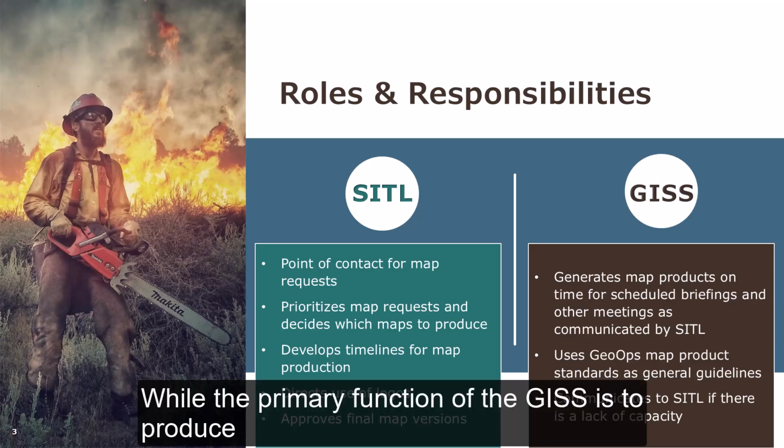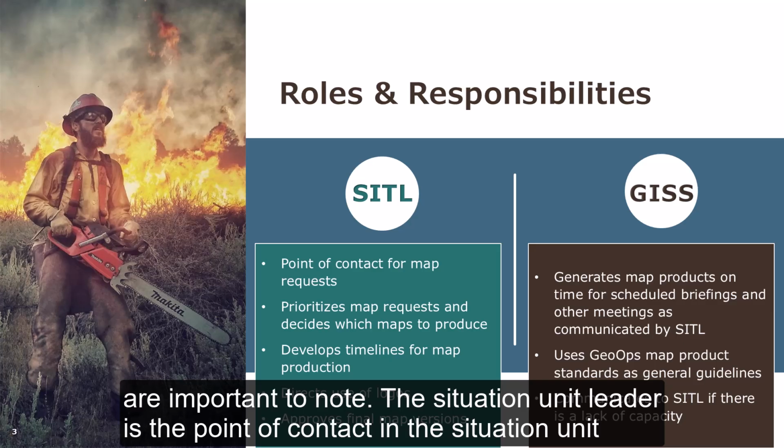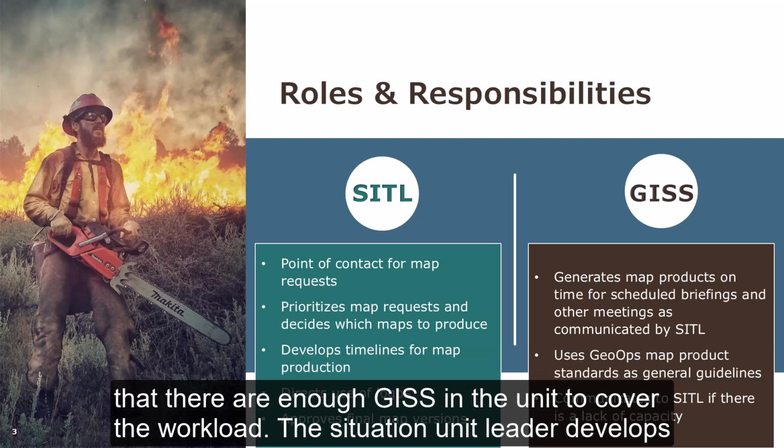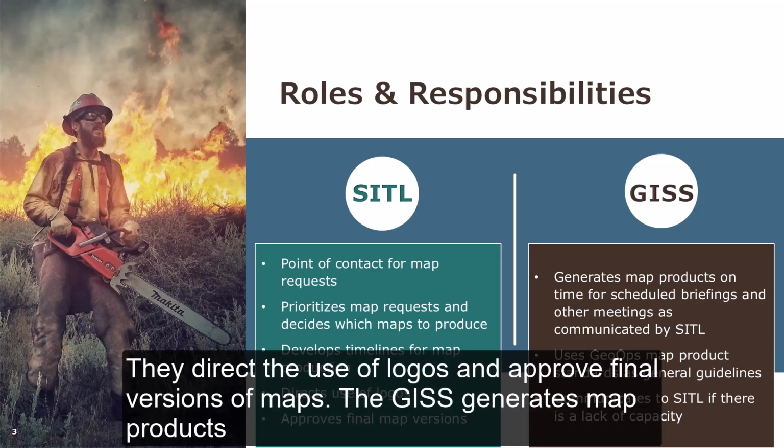While the primary function of the GISS is to produce incident maps, the following roles and responsibilities of the Situation Unit Leader and GIS Specialist are important to note. The Situation Unit Leader is the point of contact in the Situation Unit for all map requests. They prioritize map requests, determine which maps to produce, and ensure that there are enough GISS in the unit to cover the workload. The Situation Unit Leader develops timelines for map production based on the planning cycle and communicates deadlines to the GISS. They direct the use of logos and approve final versions of maps.